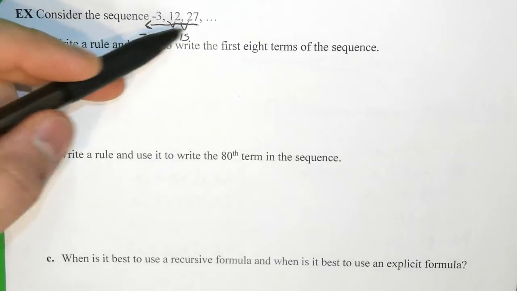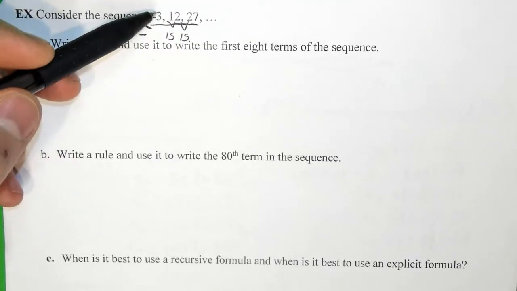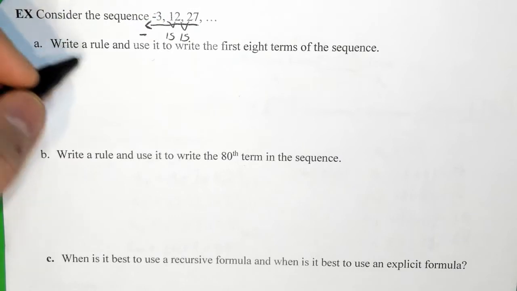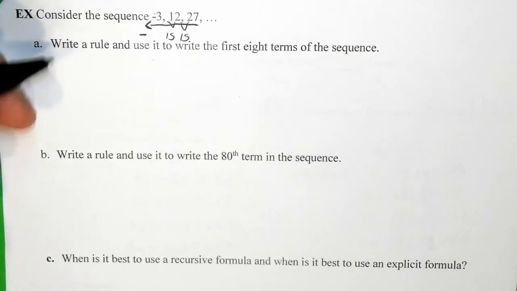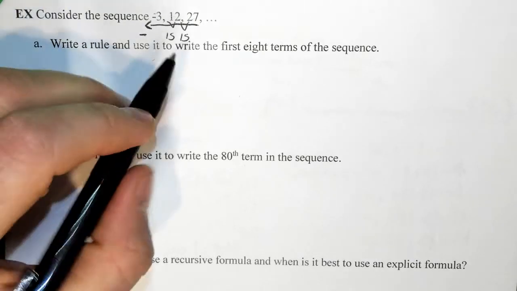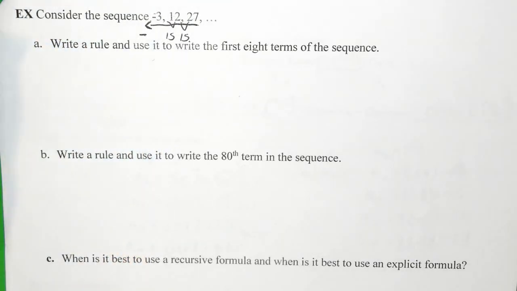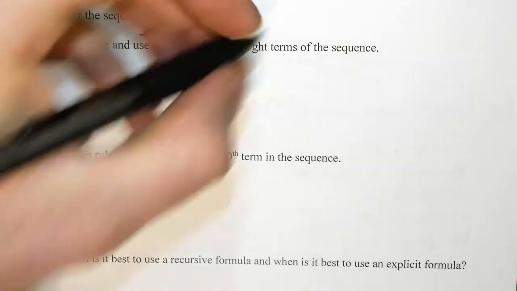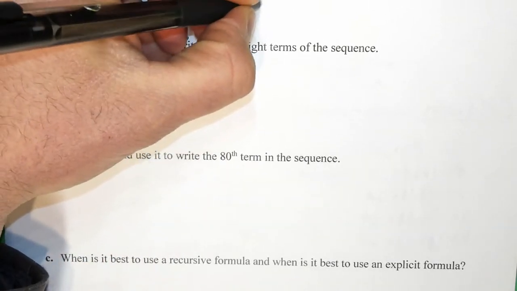So what we have right here is a very simple little sequence: -3, 12, 27. The first thing that I wanted to do is analyze it and understand if it was arithmetic or geometric. If you perform a little subtraction on these, you'll find out you get the same answer of 15 each time, which means this one is arithmetic.